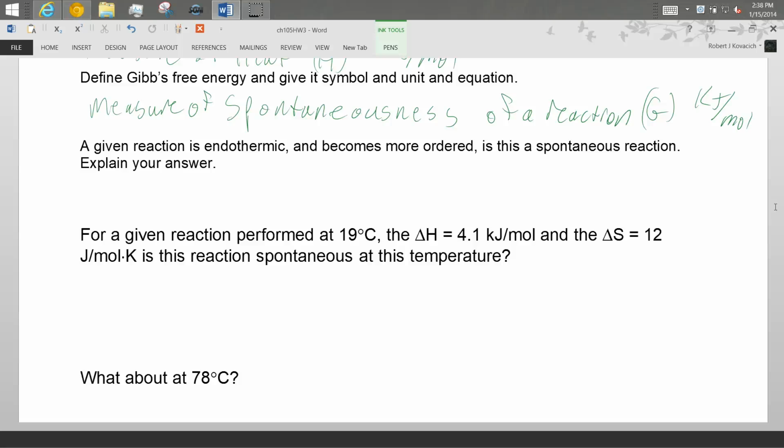And it also becomes more ordered. So is that spontaneous or non-spontaneous? No, it's not spontaneous, right? Because this is the opposite of what nature's looking for. This is gaining energy and becoming ordered, and that's backwards. So, nope.